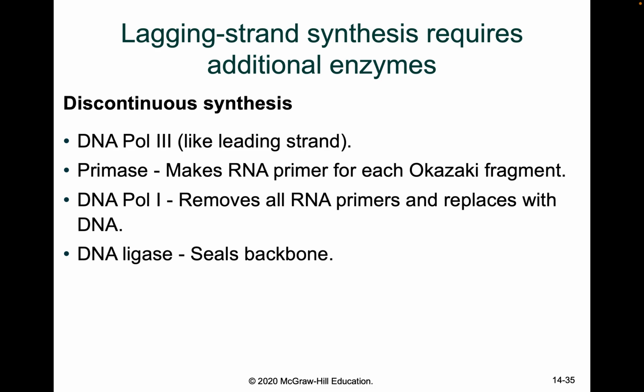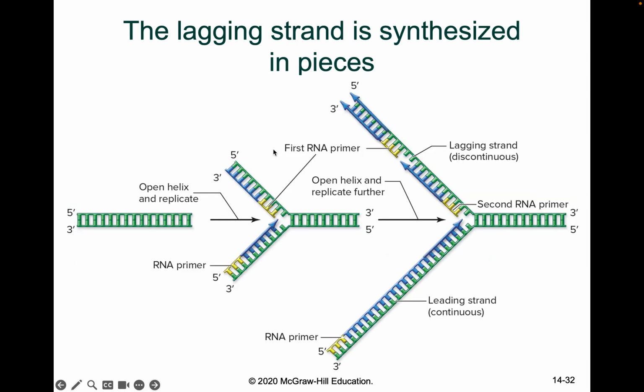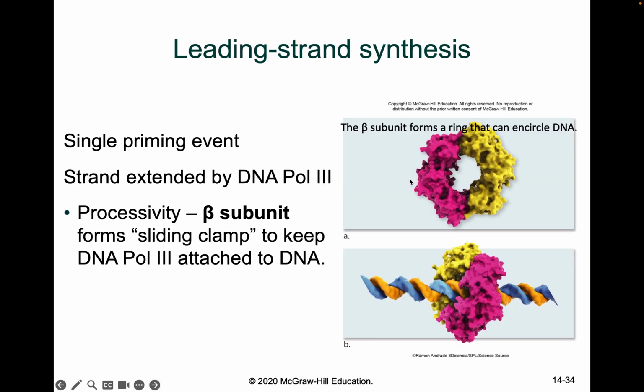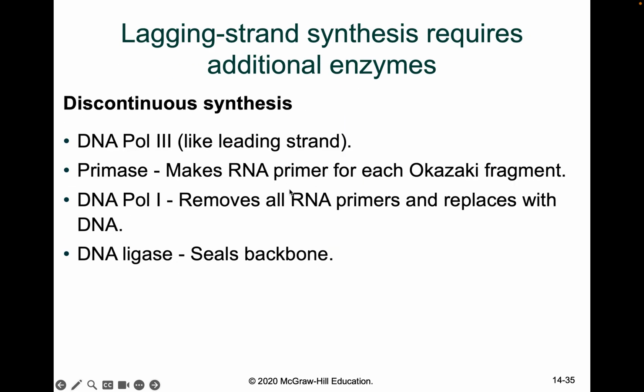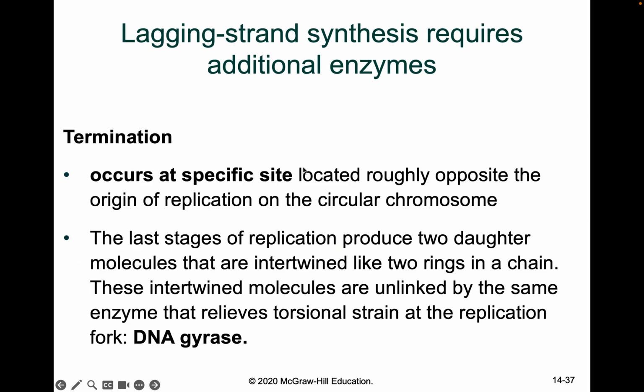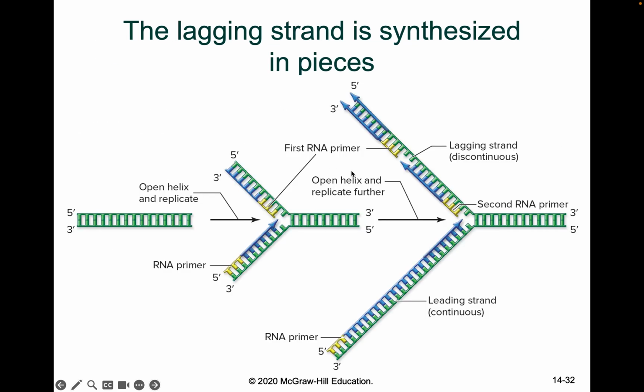So now let's talk a bit more about the lagging strand synthesis. The lagging strand, as we said, has this discontinuous synthesis. So you have DNA polymerase three, just like the leading strand. DNA polymerase three is creating this blue stuff over here. You need primase because you need these RNA primers. So you need multiple of them, as we see here.